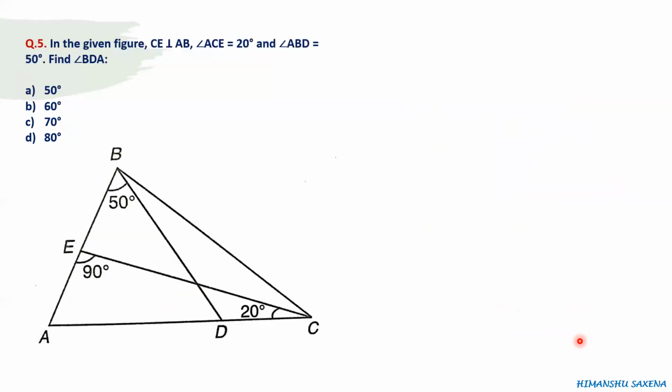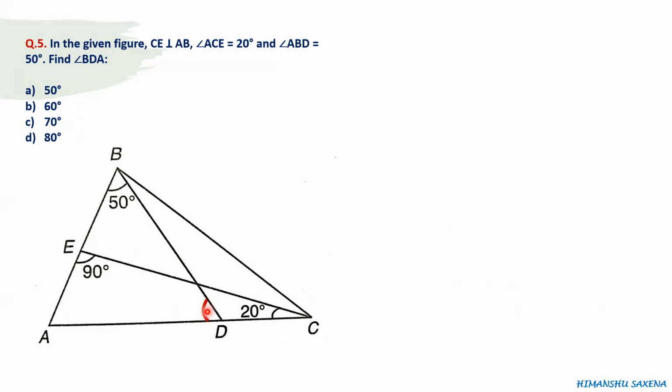Now the next question is CE perpendicular to AB. So this CE is perpendicular to AB. ACE is 20 degrees and ABD is 50 degrees. Find the value of BDA. So this is the angle which we have to find out.